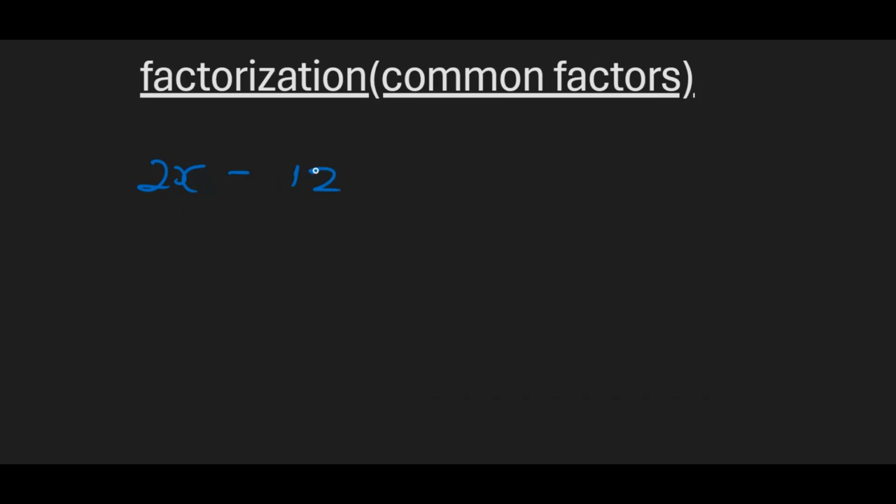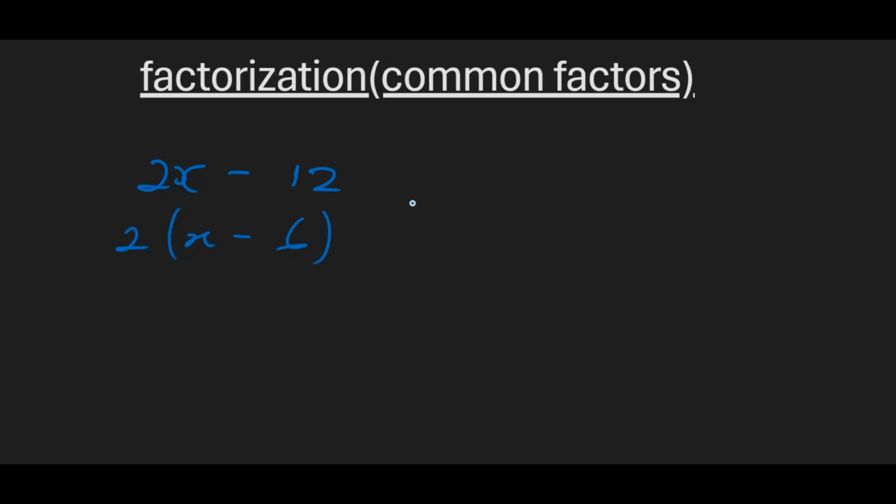2x and that of 12. Can we get a common factor? 2 and 12. Yeah, the common factor is going to be 2, right? So we just bring this 2 out. Right? We just bring a bracket here. So 2 goes into the 2x, that is going to be x, right? Yeah. So we bring this sign, that is a minus sign. 2 goes into 12 6 times, and then we are done.